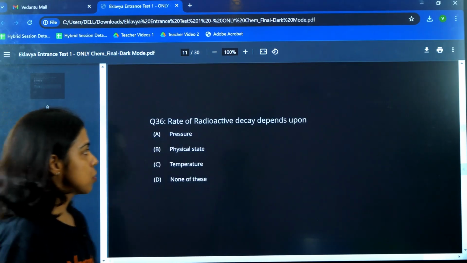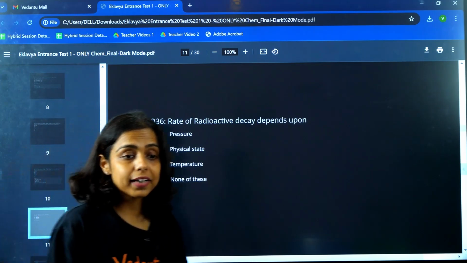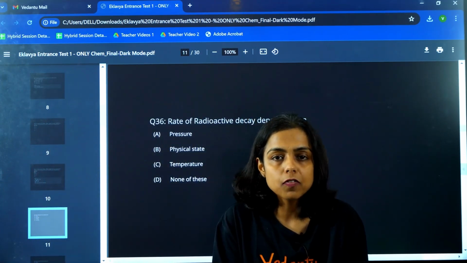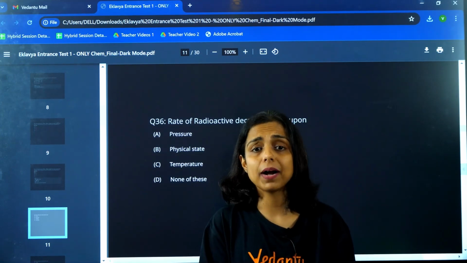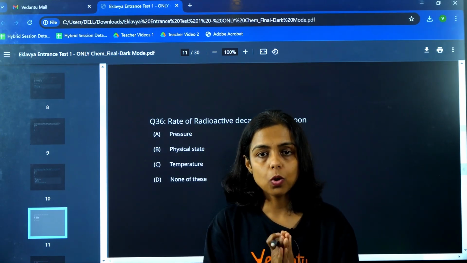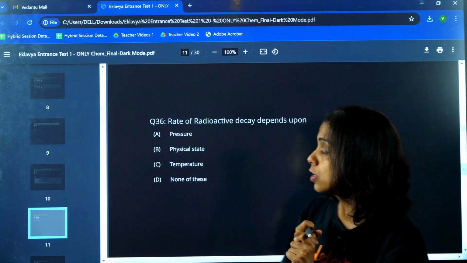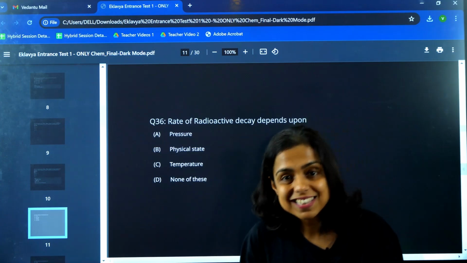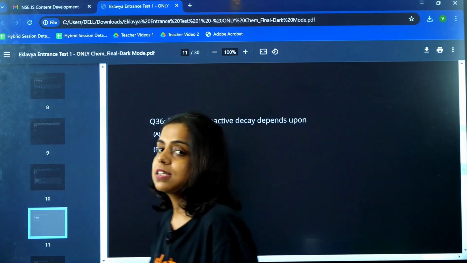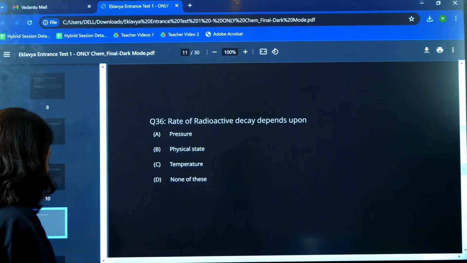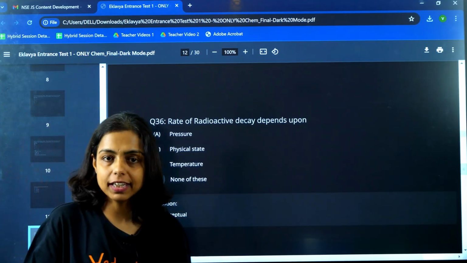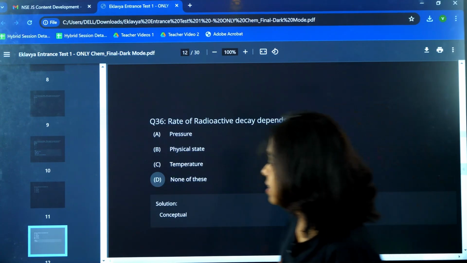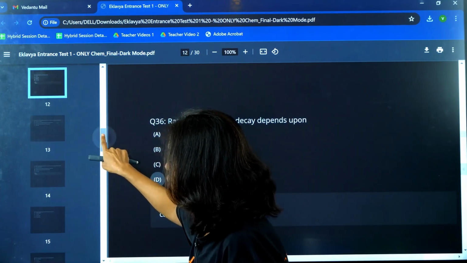Let us move on to the next question. The rate of radioactivity depends upon. The radioactive decay depends upon the number of unstable nuclei or unstable particles in the substance, and is directly proportional to it. So it is independent of pressure, temperature or physical state. It depends upon the number of unstable nuclei in the sample. So indeed our answer will be D, none of these. Let's move on to the next question.